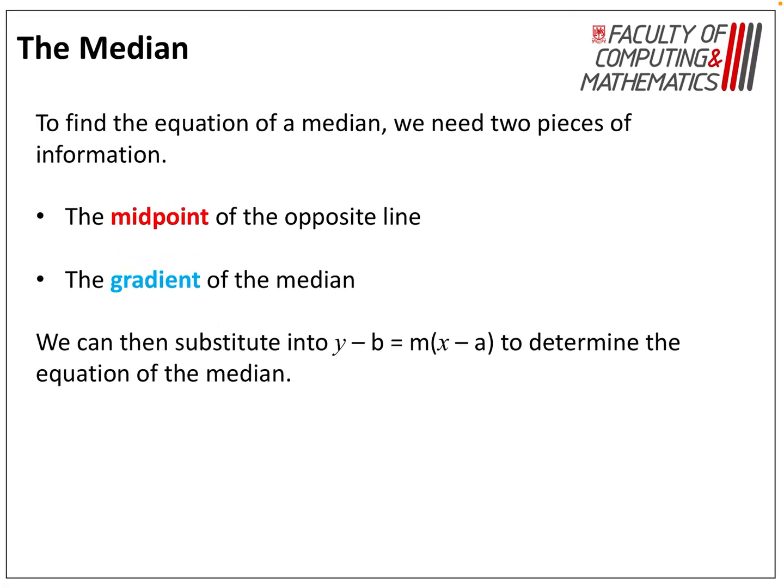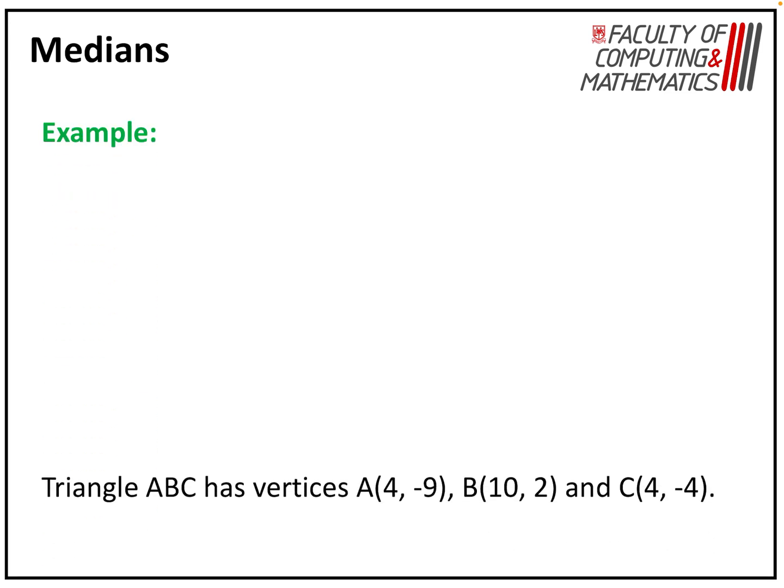Okay, so let's go on to the median. Always think middle when you think median because we want the midpoint. Okay, and then by finding the midpoint, we can find the gradient of the median itself, and then we'll substitute it into y minus b equals m bracket x minus a. Now, as you can see, 3 steps, so 3 marks.